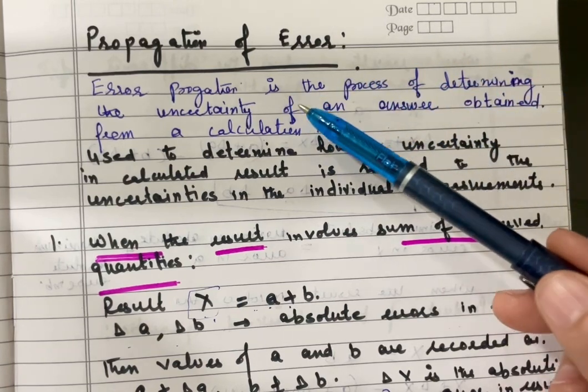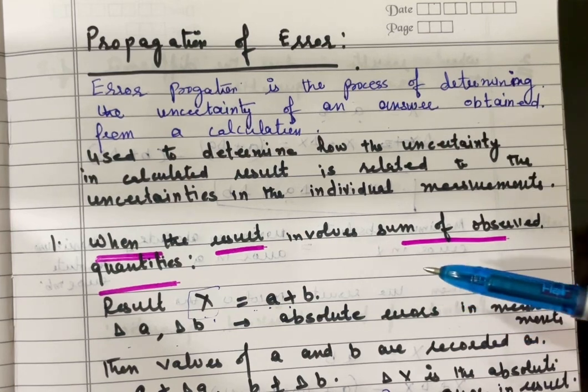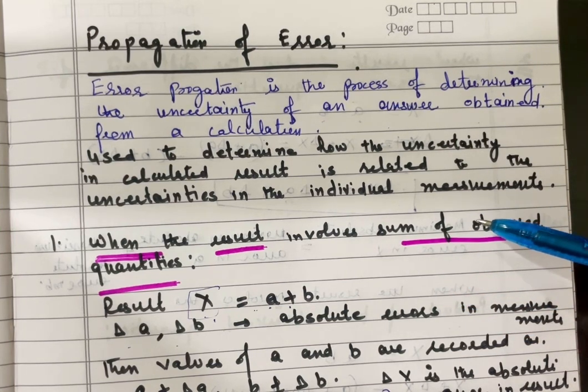Clear? So propagation of error, what is this first of all? What is error propagation? We can say that it is a process of determining uncertainty, the uncertainty in an answer obtained from a calculation. Or we can say it is used to determine how the uncertainty in a calculated result is related to the uncertainty in the individual measurements.